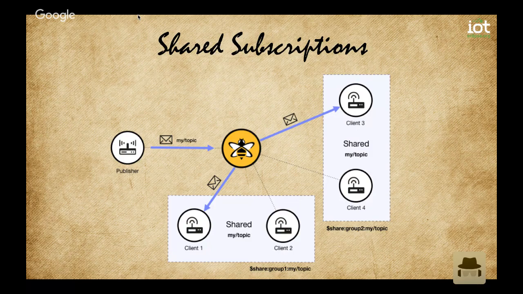this works like the following. We have a logical or a virtual shared topic, a shared subscription. These are the boxes here, and clients can decide, okay, I want to share my subscription with other clients, and then the broker can send one message to the one client, one message to the other client.